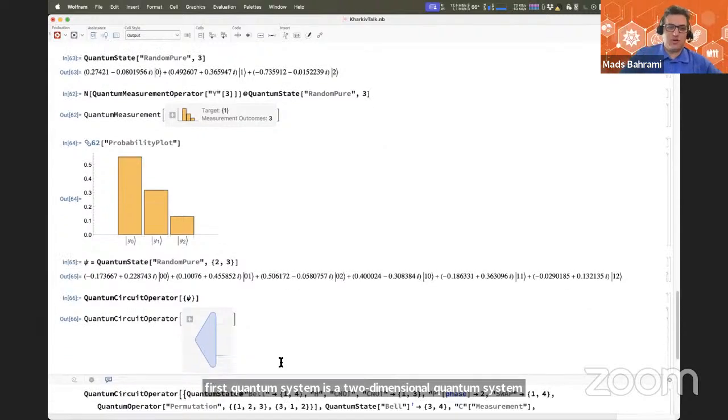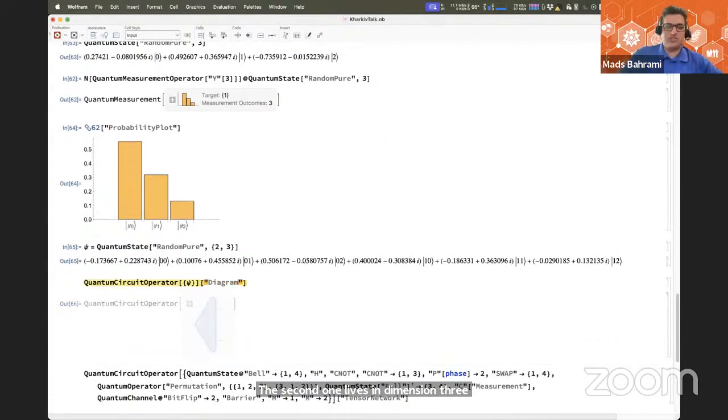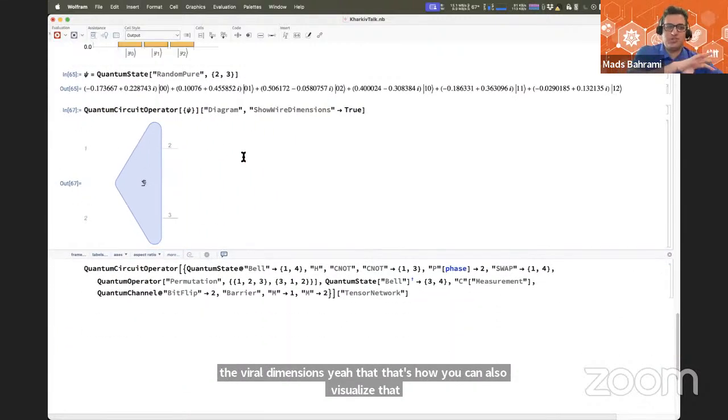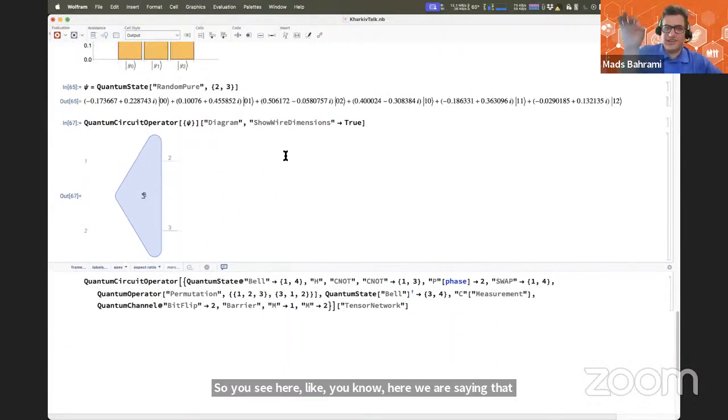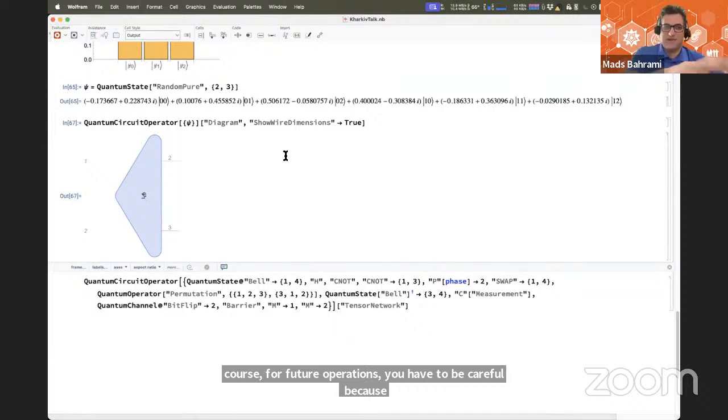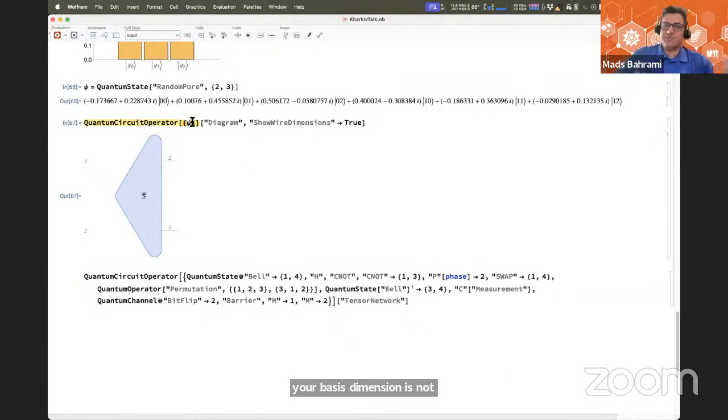In case you want to show the wire dimensions, that's how you can also visualize that. So you see here, we start with an initial state. The second wire is two-dimensional. The third wire is three-dimensional. And then you can do any operations that you want. Of course, for future operations, you have to be careful because your basis dimension is not 2. For example, let's add a CNOT without specifying the basis.